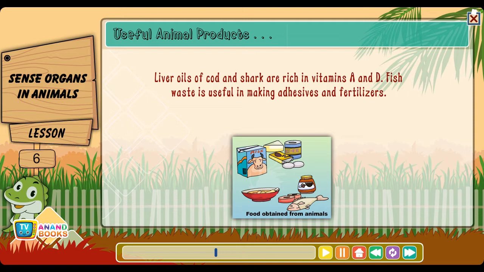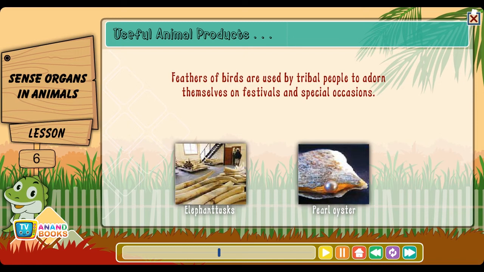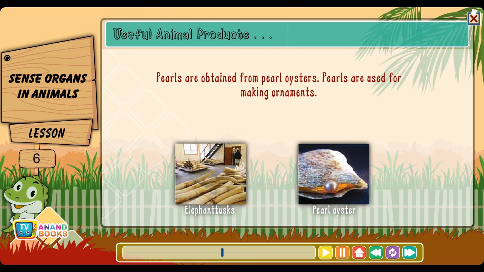Feathers of birds are used by tribal people to adorn themselves on festivals and special occasions. Pearls are obtained from pearl oysters. Pearls are used for making ornaments. Wild animals are useful too.